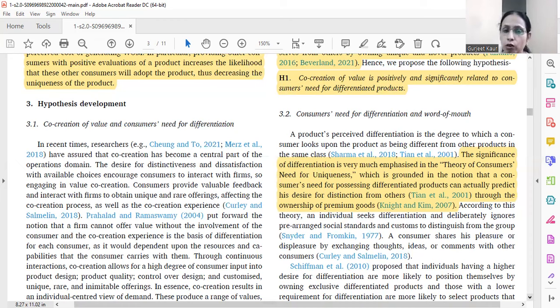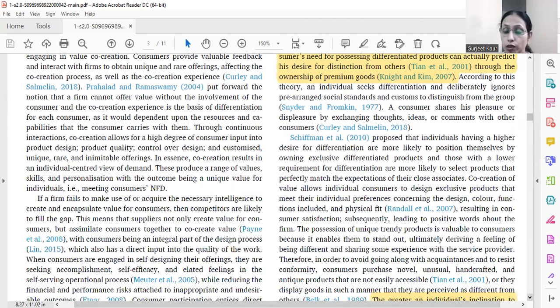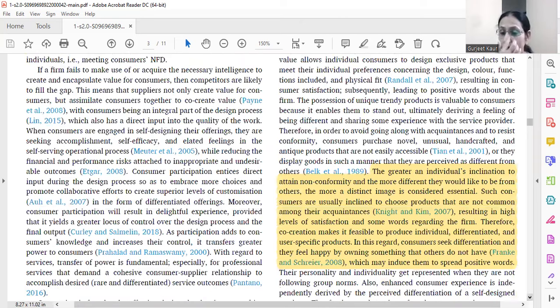Here the theory is the need for uniqueness. You can see that the significance of differentiation is very much emphasized in the theory of consumers' need for uniqueness, which is grounded in the notion that a consumer's need for possessing differentiated products can predict their desire for distinction from others, because you want to look different. You do not want to be part of the crowd. You want to look different through the ownership of premium products. The greater an individual's inclination to attain non-conformity and the more different they would like to be from others, the more a distinct image is considered essential.